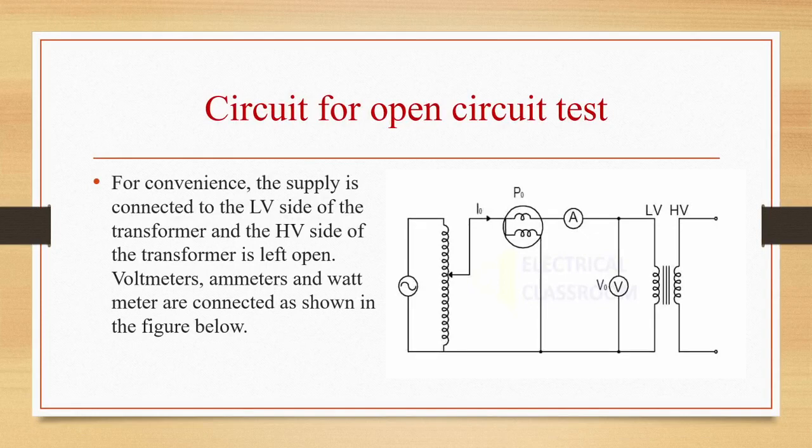For convenience, supply will be connected to the LV side of the transformer and the high voltage side of the transformer is left open circuited. On the low voltage side, LV side, we are connecting all the meters, ammeter, voltmeter and wattmeter, and we are arranging a variac here, and we are varying the variac till we get the rated voltage in the voltmeter, noting down the values of ammeter and wattmeter, and the high voltage side is open circuited here.